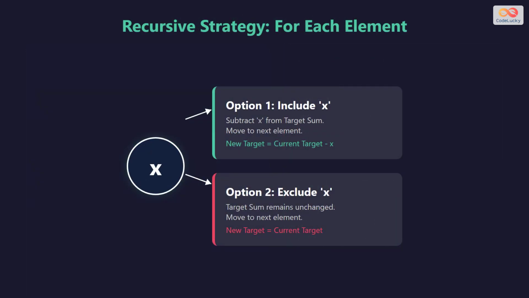How do we solve this? We can use recursion. For every element in the array, we have two choices. Option 1 is to include the number in our current subset, which reduces our target sum. Option 2 is to exclude the number and keep the target sum the same. We explore both paths.